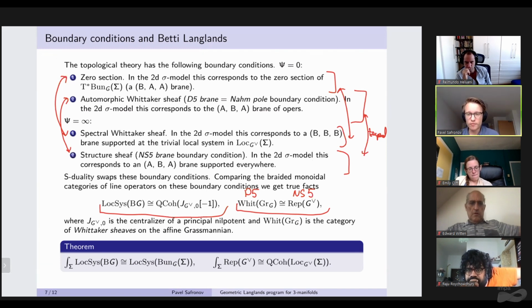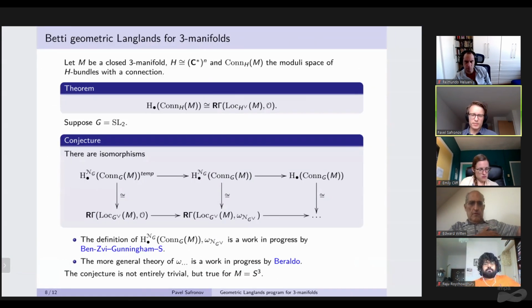So far, what I've explained is what's going on for Riemann surfaces. And the idea is that you can try to use these ideas to contemplate the version of the geometric Langlands program for three manifolds. Again, so far, I'm just describing the case psi equals 0, psi equals infinity. So let me sketch how this looks.